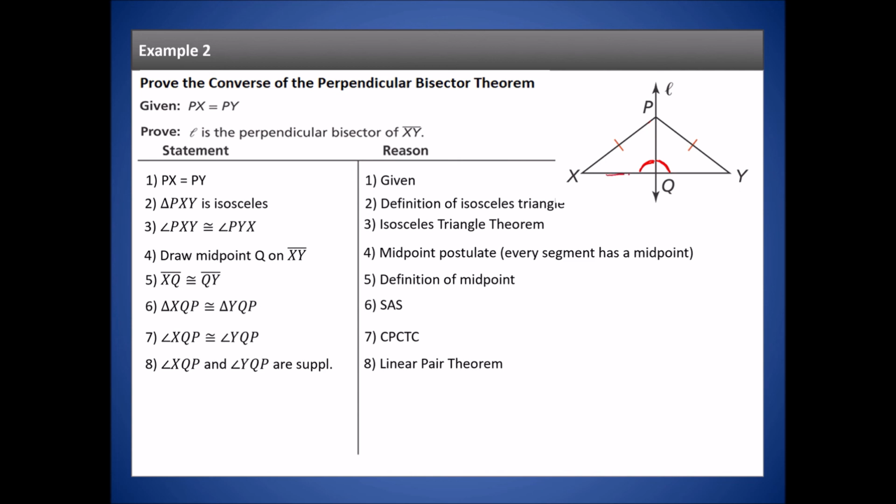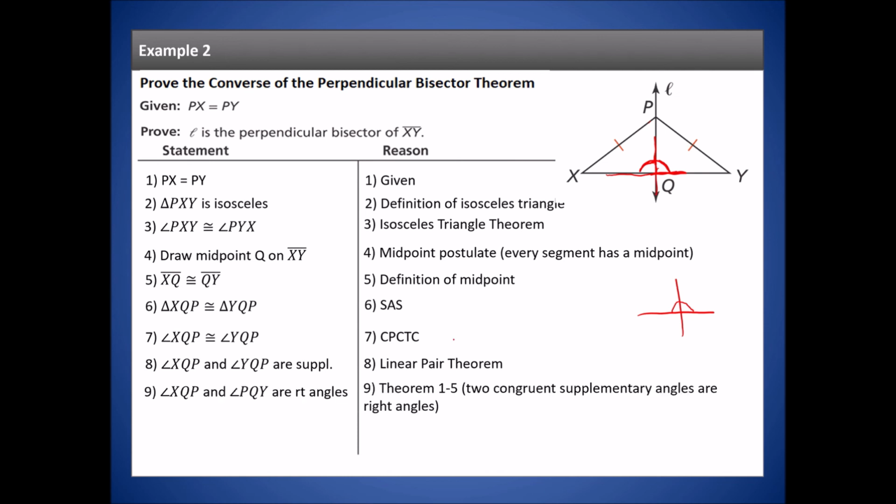Well, because these two angles right here, they form what we call a linear pair. A linear pair is formed when you have two lines that intersect, and then you have angles that are adjacent that are formed as a result of that. And therefore, these adjacent angles add up to 180, or they're supplementary. So that's the linear pair theorem.